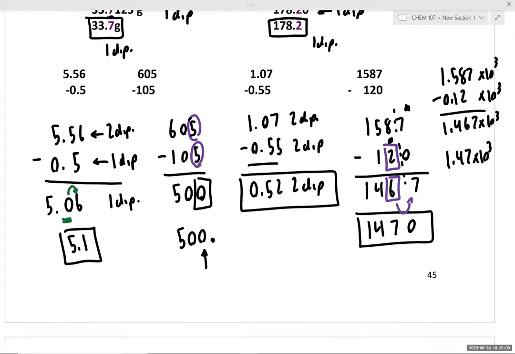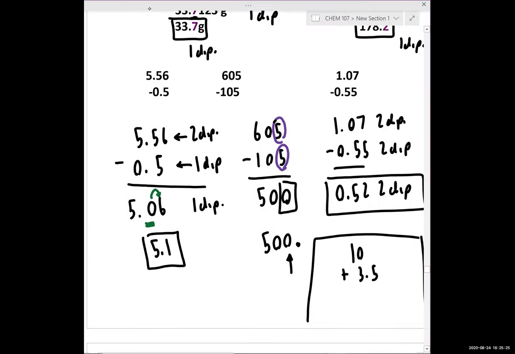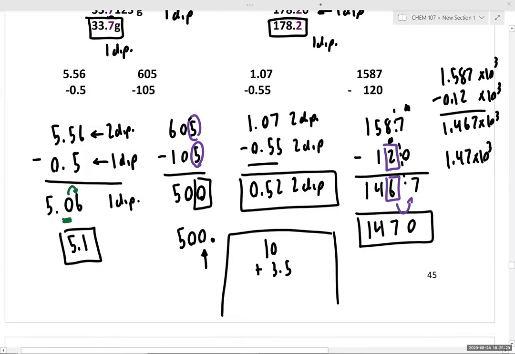As an example, one student wanted me to go over the following. So this is a bonus example again. We have 10 plus 3.5. As written, 10 has its last reported significant digit in the tens place, while 3.5 has its last digit in the tenths place.